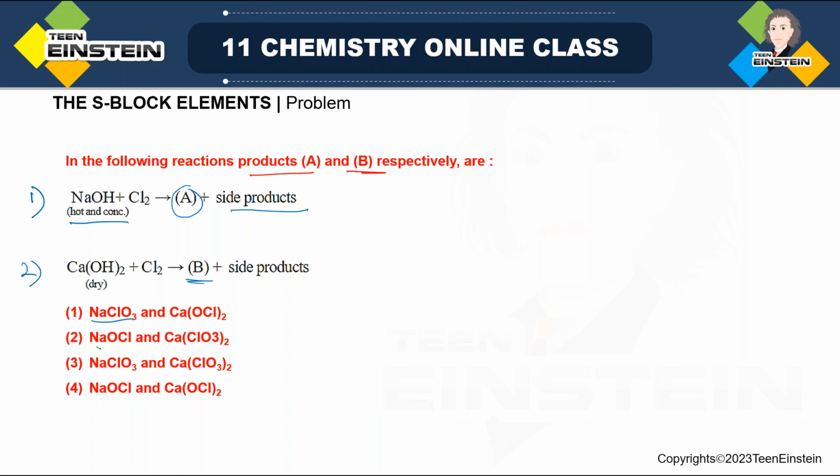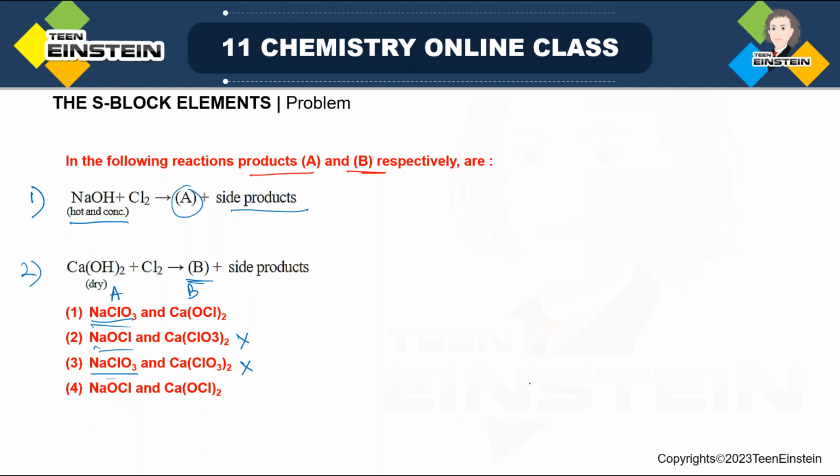So the first compound is NaClO3 in options 1 and 3, and NaOCl in options 2 and 4. And coming to B, this is A, this is B. So all these are A and the second compounds are B: CaOCl2 and CaClO3. But it is actually CaOCl2. So we can cancel these two.